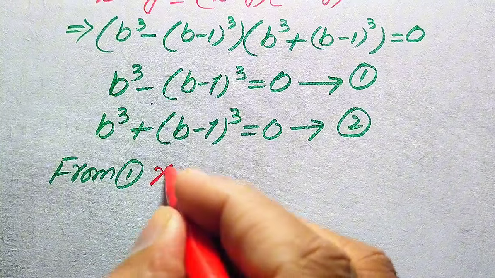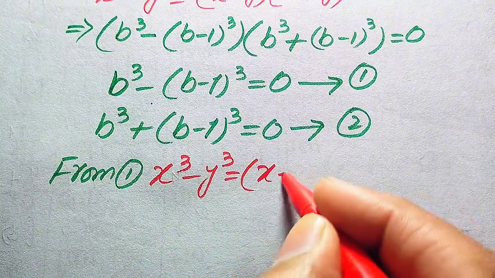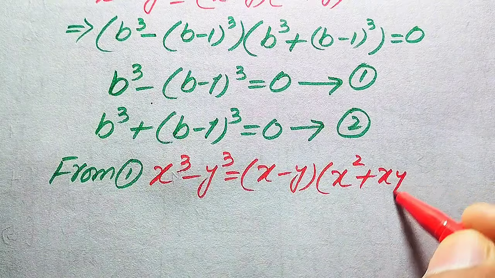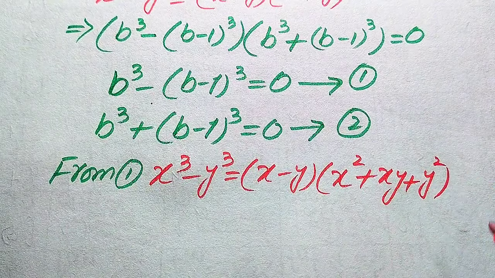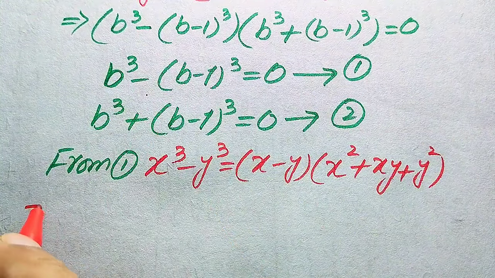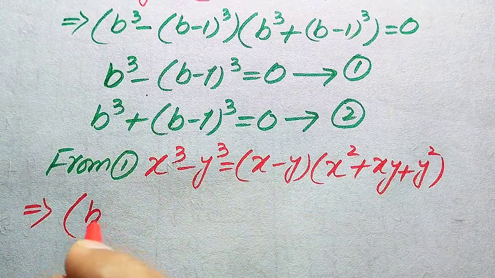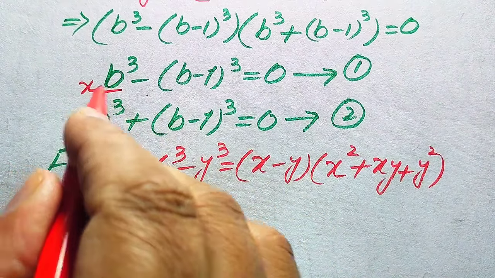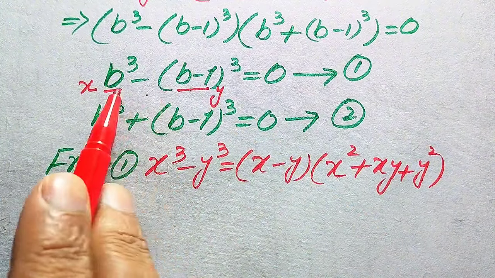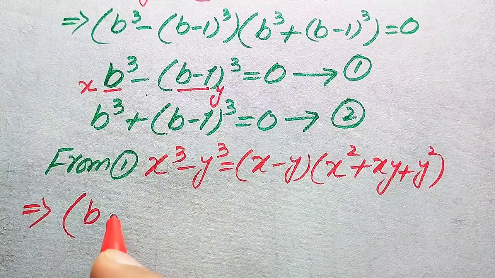In equation number 1 we will write this nice cubic formula. You know about that. If we have x cubed minus y cubed is equal to (x minus y) times (x squared plus xy plus y squared). So we apply this cubic formula to the first term, and after applying this formula, this term is written as: first you have x minus y, and here our x is b and y is b minus 1.